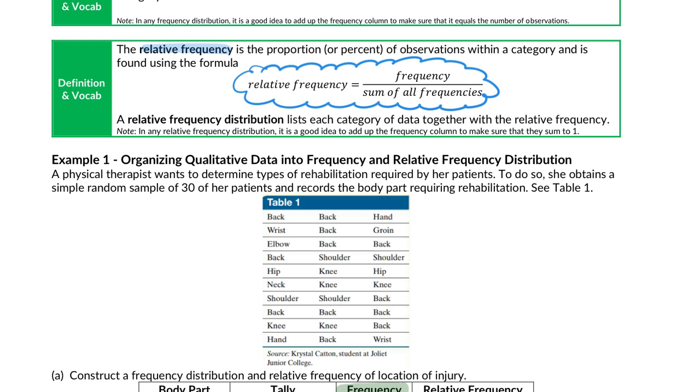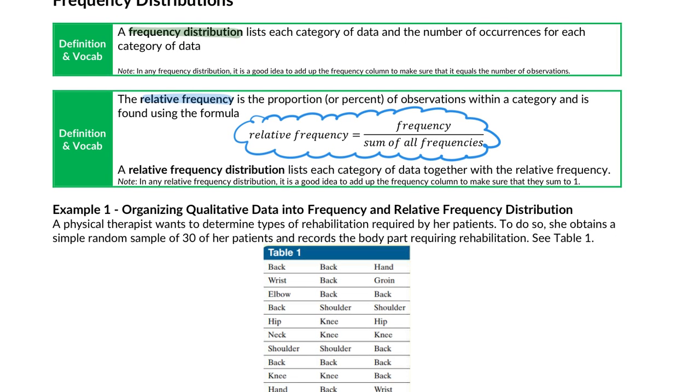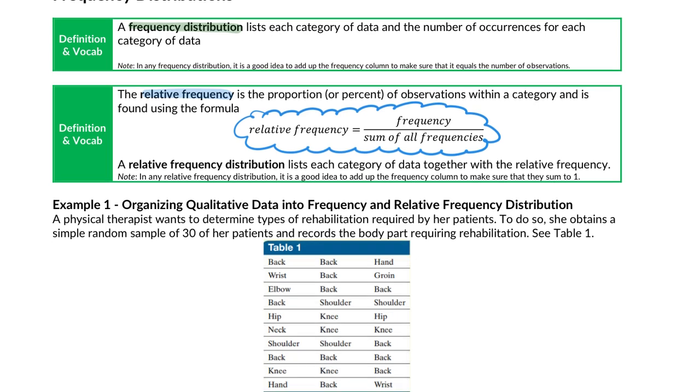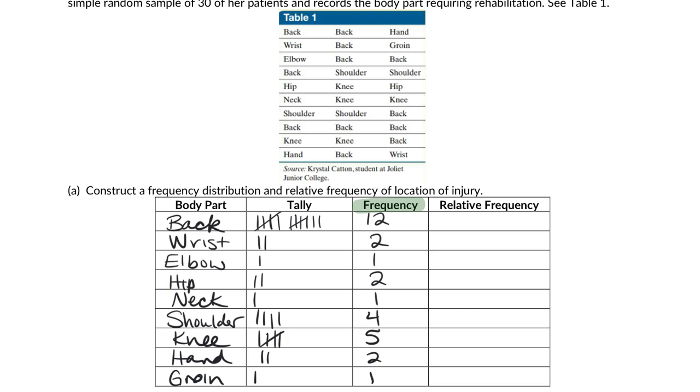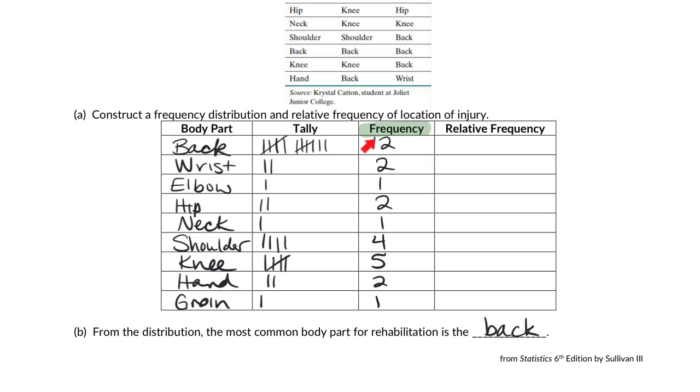Now, it is a good idea, and I guess I didn't say this out loud, when we're doing a frequency distribution, to add up the frequency column to make sure that it equals the number of observations. We know that this physical therapist had a random sample of 30, so we always want to do a quick little check to make sure that this still adds up to 30. That way we didn't miss one. 12 plus 2, 14, 15, 17, 18, 22, 27, 29, 30.